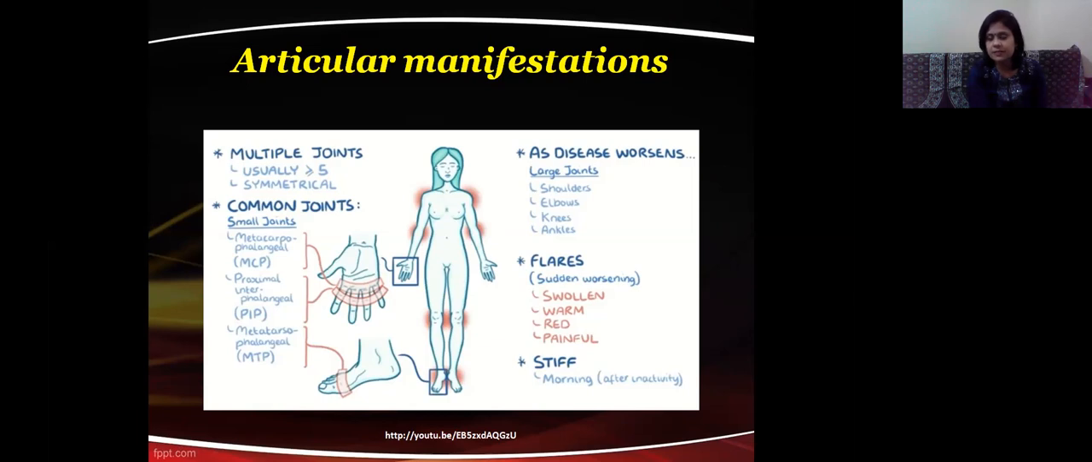This disease comes in flares, meaning there will be sudden worsening of the disease, and these joints will be swollen, warm, red, and painful. The person will experience morning stiffness, which generally comes after inactivity, and this morning stiffness will remain for more than 30 minutes or more than 1 hour.